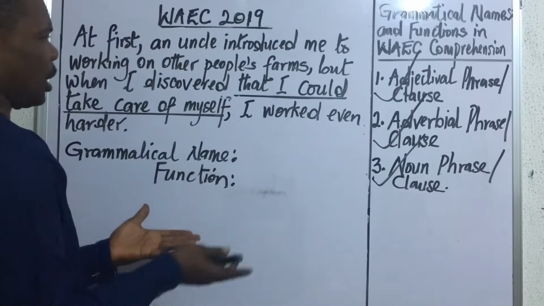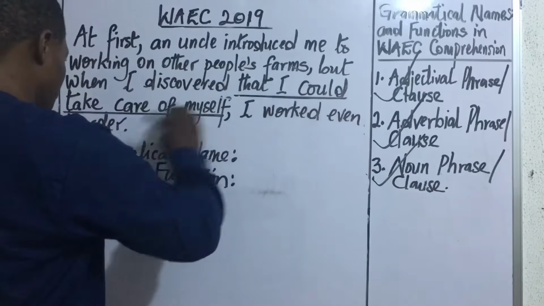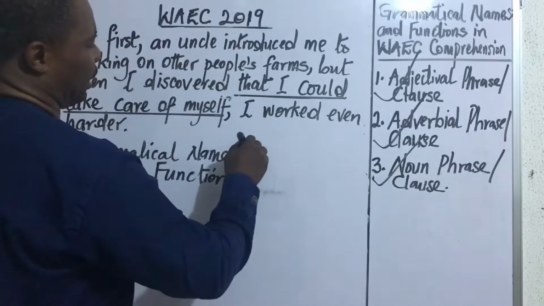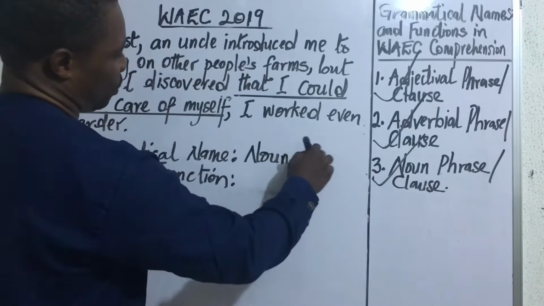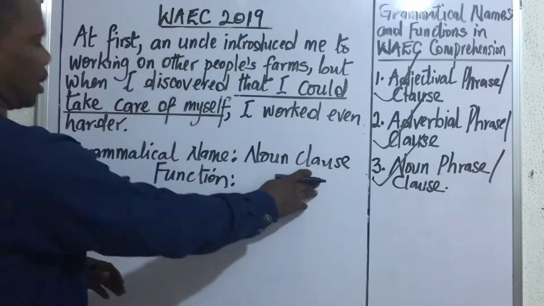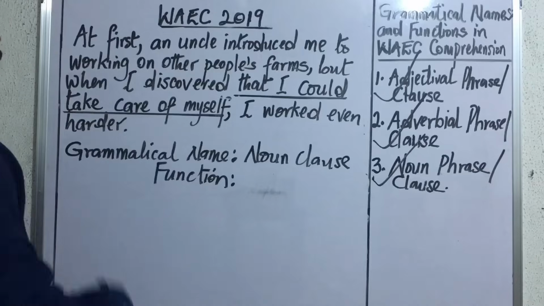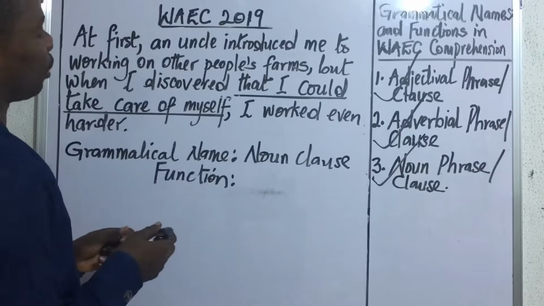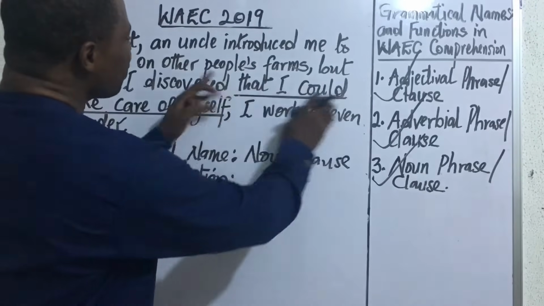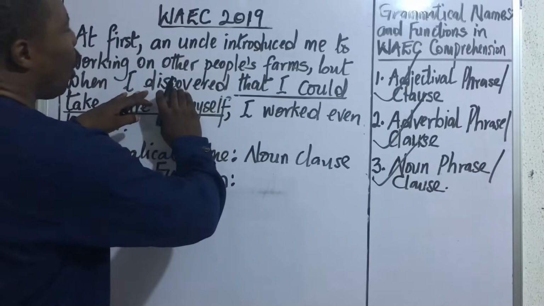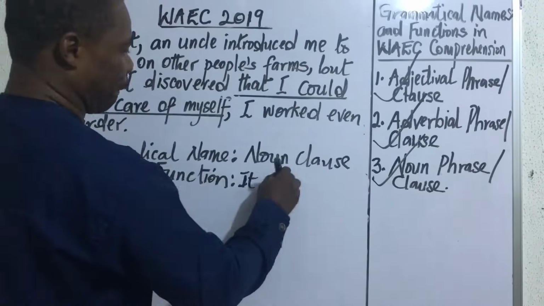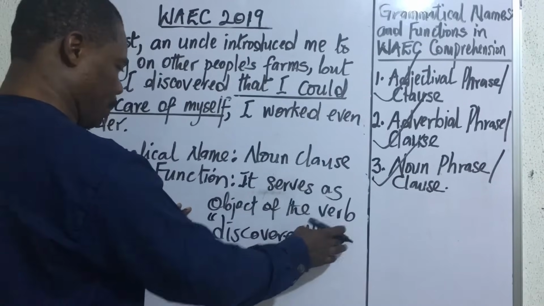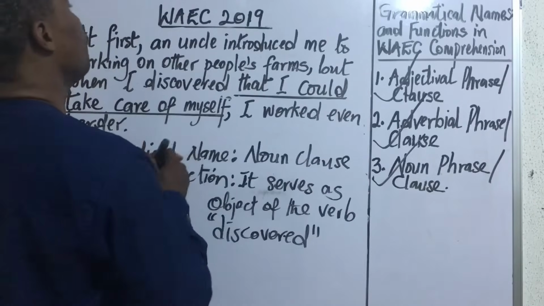Then you ask yourself, does it have a verb? "Could take," okay? It's a verb. So you conclude that it is what? Noun clause. So please take good note of this. Then what is the function? You now think about all the functions of noun phrases and noun clauses that we discussed. We said when the underlined clause or phrase is coming after a verb, then it is object of a verb. "Discovered" is a verb. So it serves as object of the verb "discovered." So that is that on WAEC 2019.